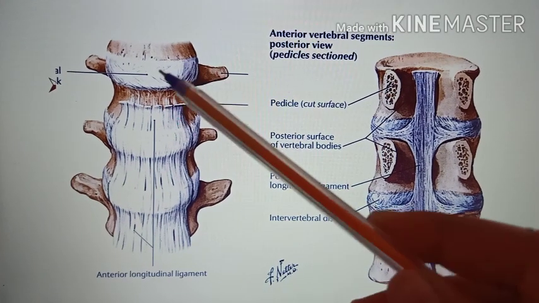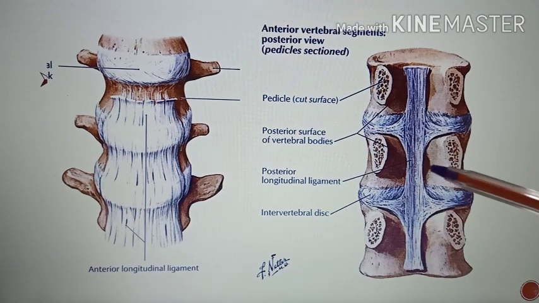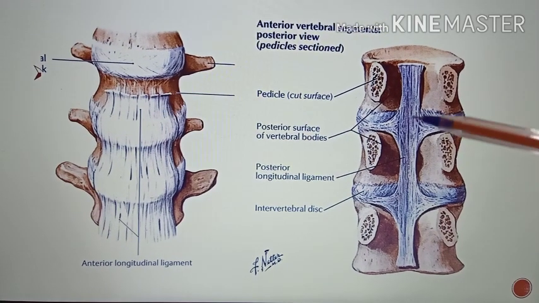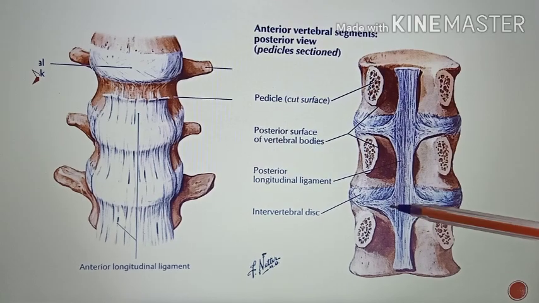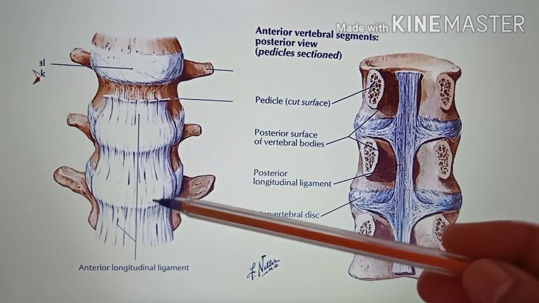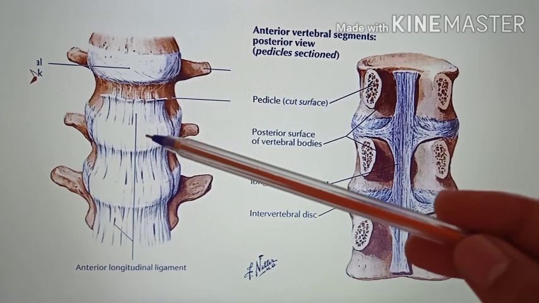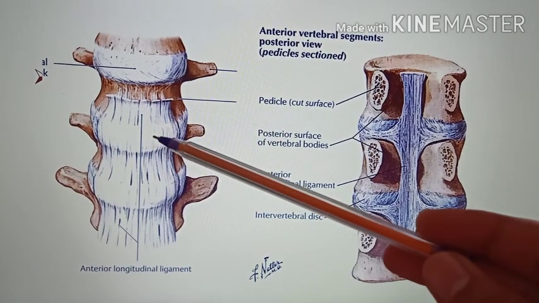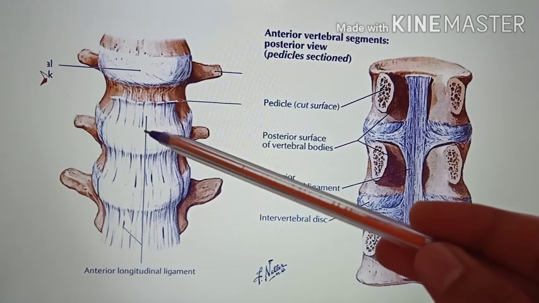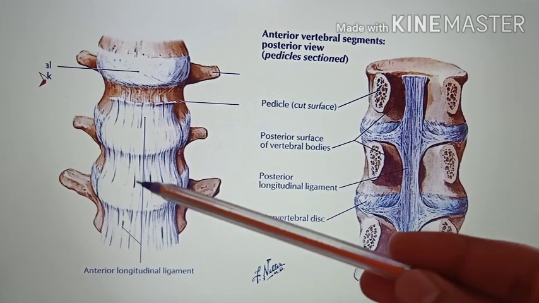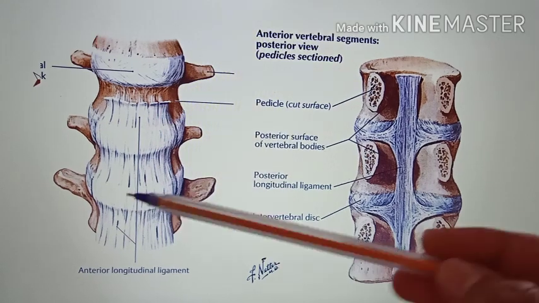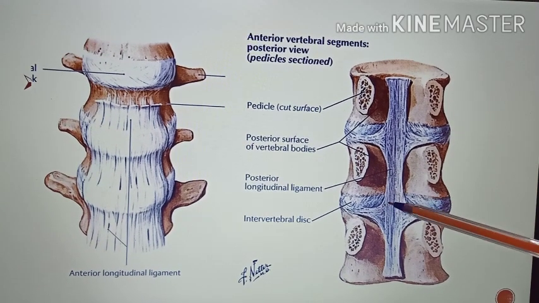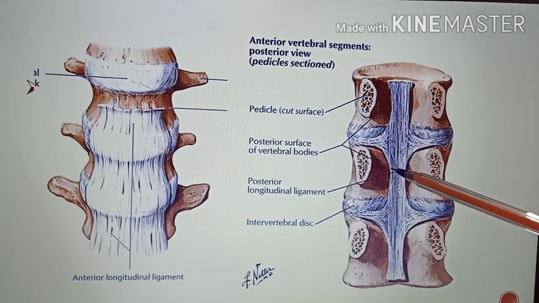Now if you see, this slide is showing the attachments to the body. So this is the anterior aspect, whereas this is the posterior aspect of the body. So if you see the anterior surface in the midline, they provide attachment to the anterior longitudinal ligament. So this is the anterior longitudinal ligament which is attached to the body anteriorly. And behind the body you are having the attachment to the posterior longitudinal ligament.